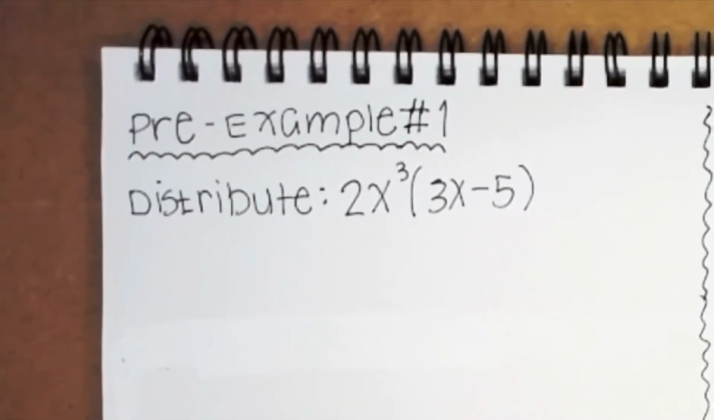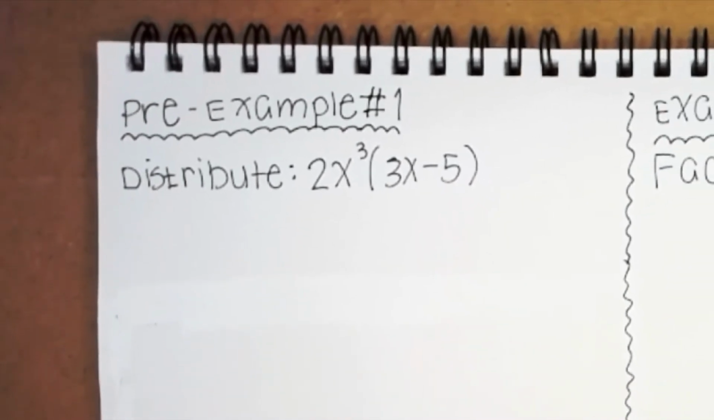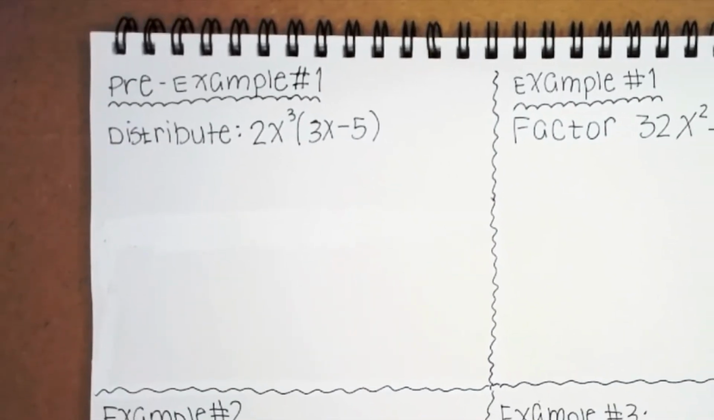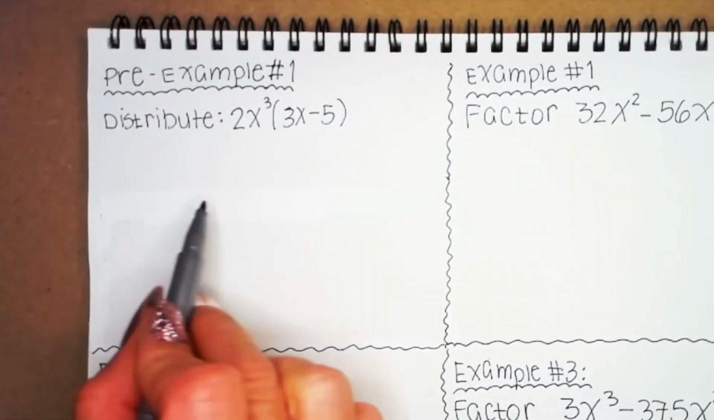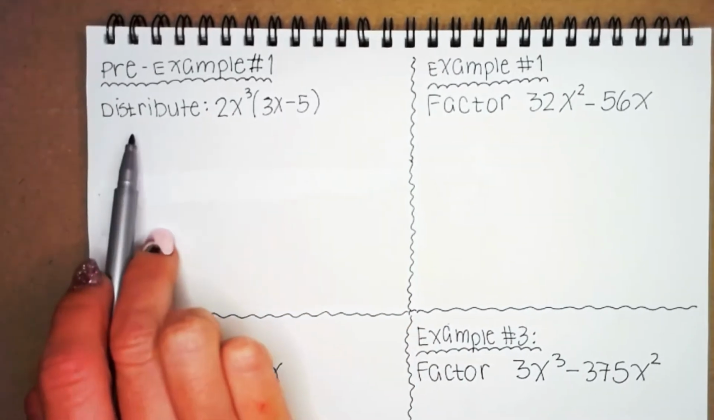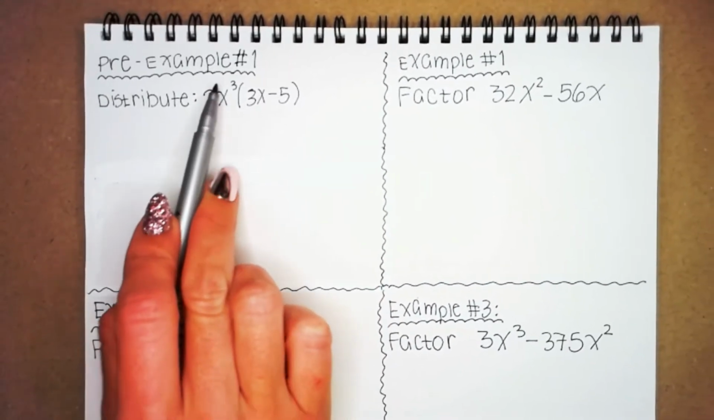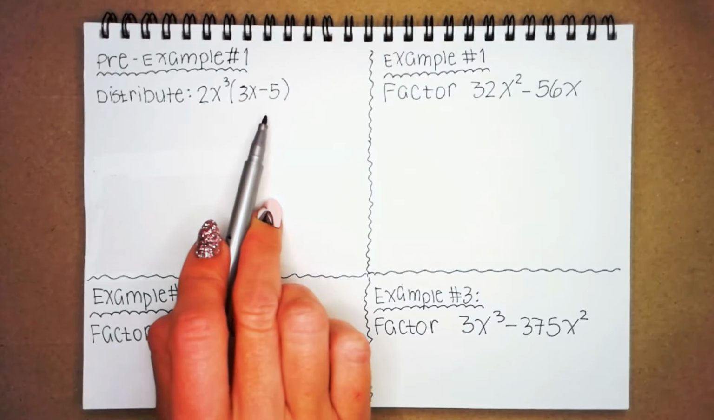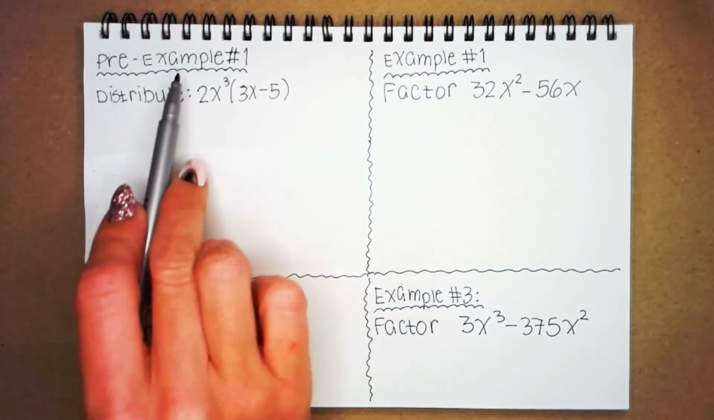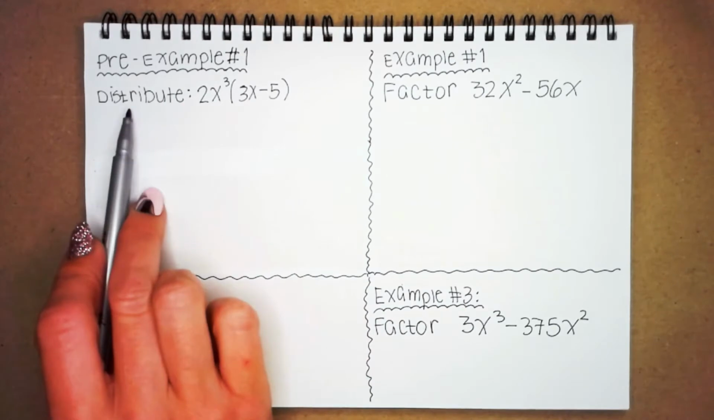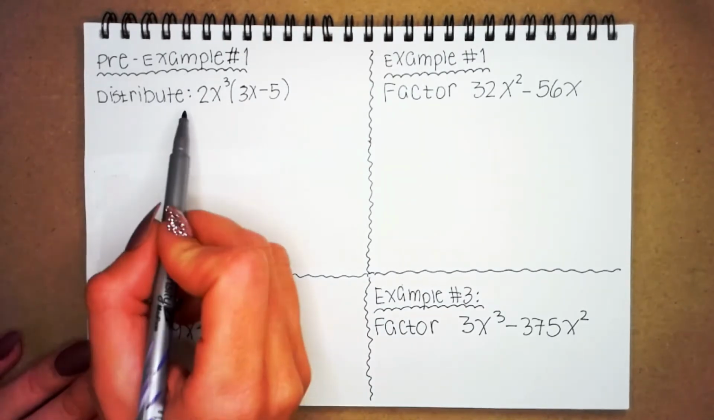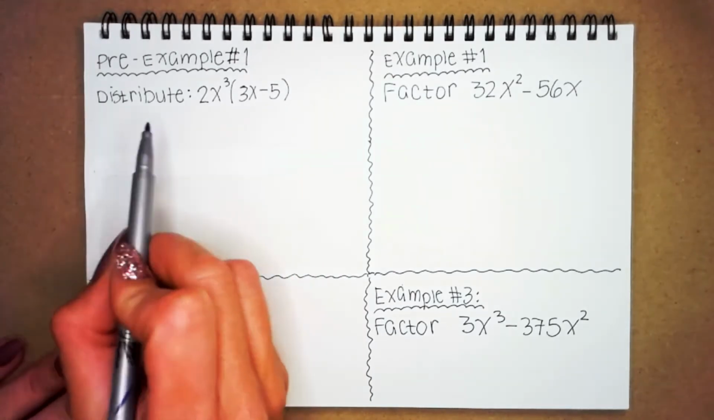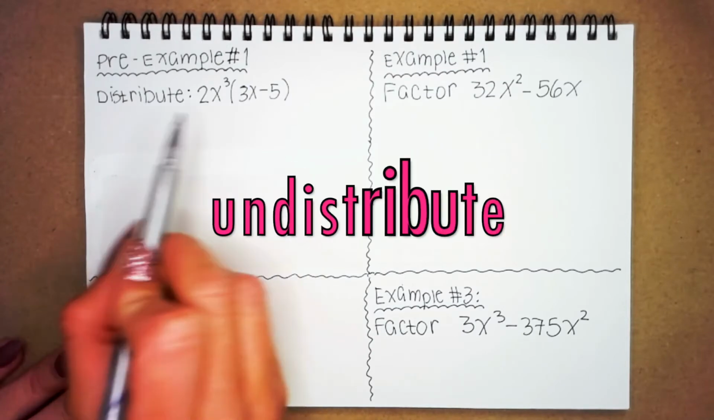Here I'm going to start off with pre-example number 1. Pre-example number 1 goes with the first method of factoring, which will be greatest common factor. What I have us doing here is using the distributive property to multiply 2x cubed and the quantity of 3x minus 5. Factoring by greatest common factor will really be us undoing this process of distribution. The reason I want us to distribute is so we could really analyze exactly what's going on when you distribute, so we can really understand what goes on when we need to undistribute.